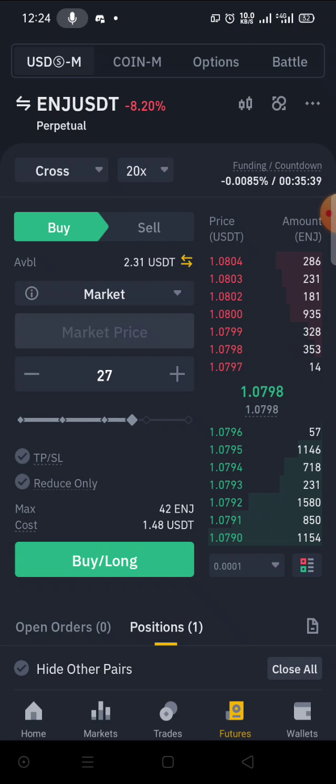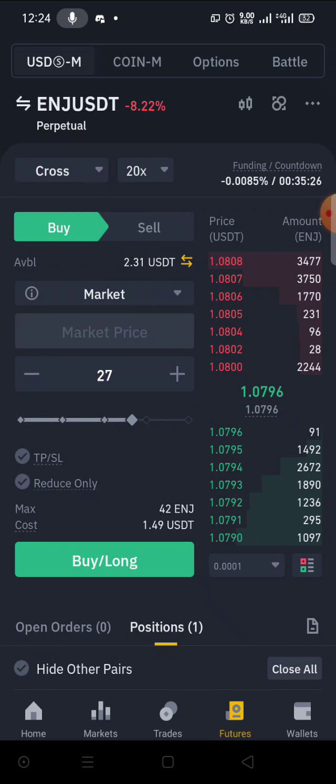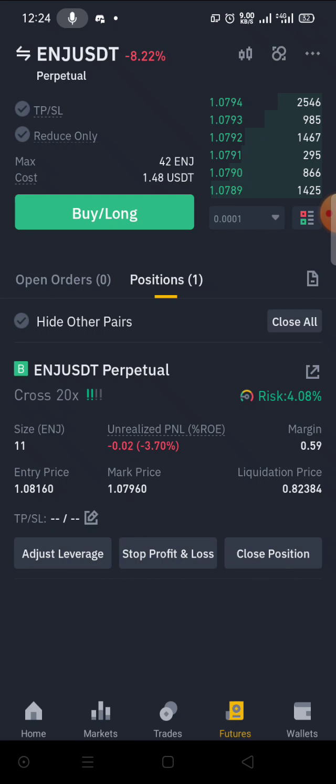If you're on cross, you should know that you are trading with all of your money. So if you're losing, you're losing all the capital. If you're gaining, you're adding to the capital. Everything will reflect here. That is the cross. So be careful while using the cross.